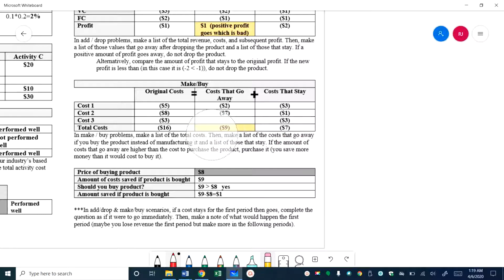And now we'll dive into an example for relevant costs.